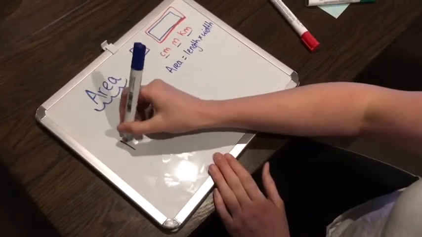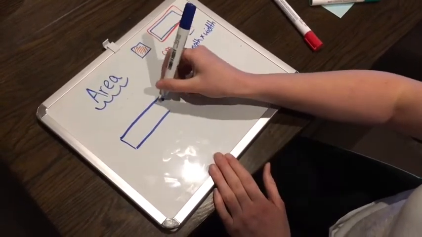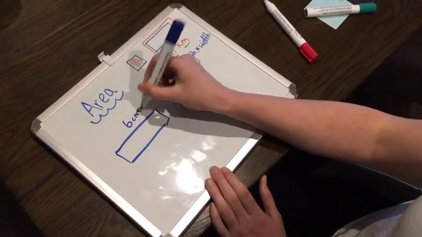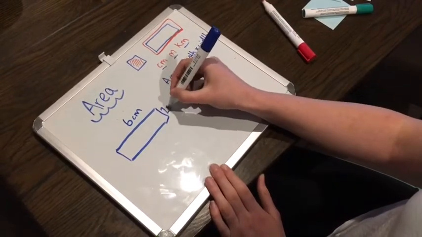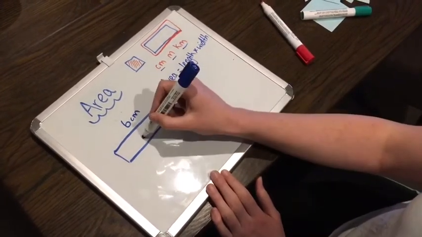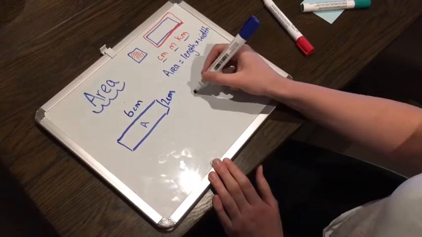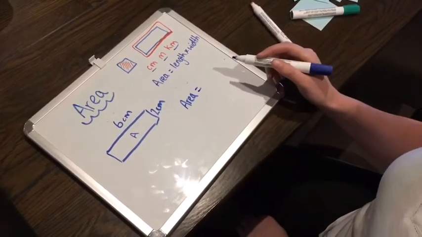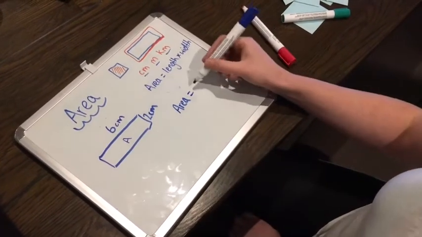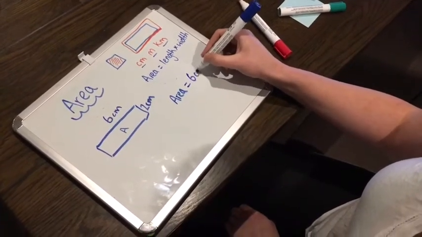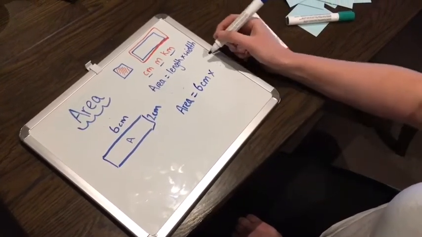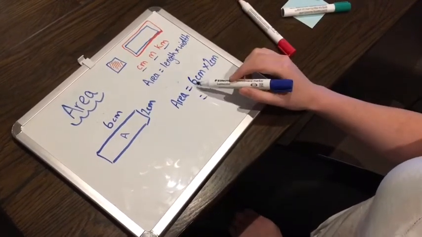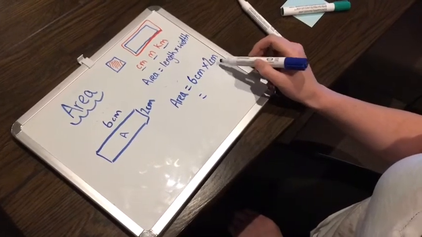Okay, so we've got a rectangle and we've got this side is 6 centimetres and this side is 2 centimetres. And we need to find out our area. So if we have area equals, what would our length be? 6 centimetres. That's correct. So we have 6 centimetres. And what about our width? 2 centimetres. So therefore our area is 6 centimetres multiplied by 2 centimetres.